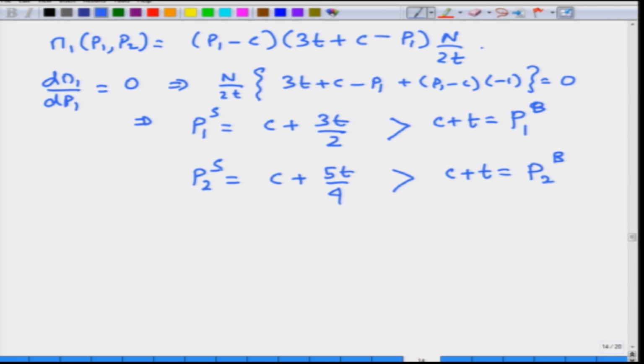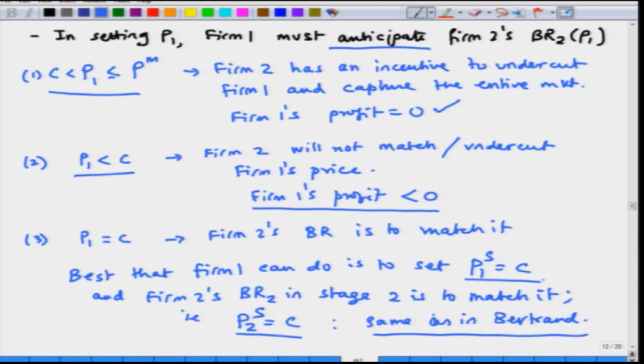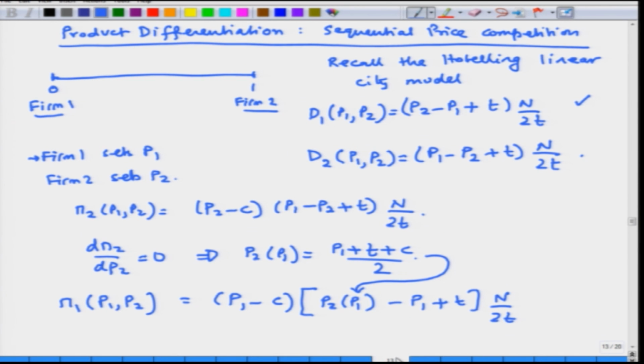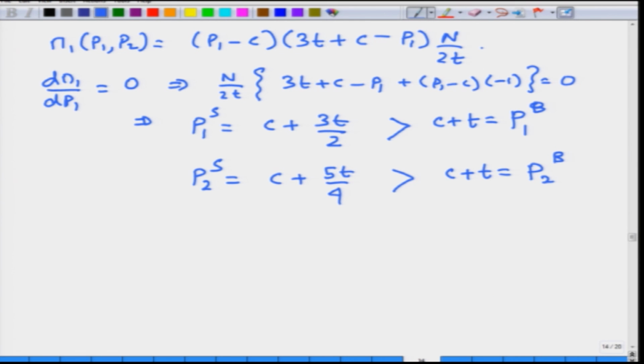Now, we can substitute these prices into the demand functions D1 and D2 and solve for the optimal quantities that the firms are producing, and then go back to the profit functions and figure out what the profits of the two firms are. If we were to do that, we would find that firm 1 and firm 2 no longer share the market equally, right.